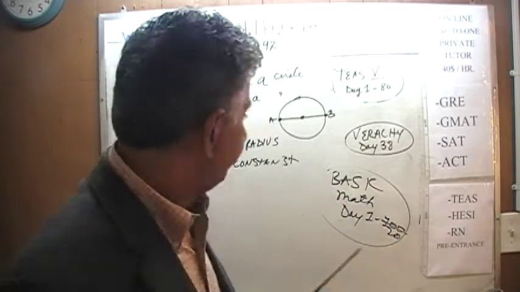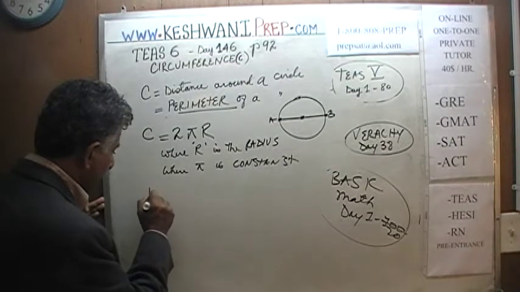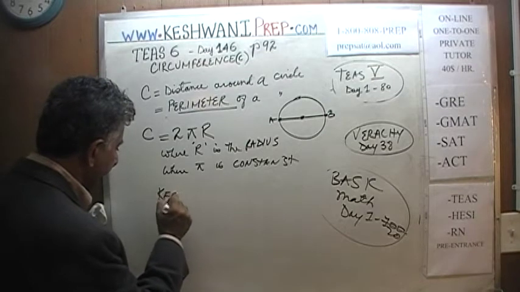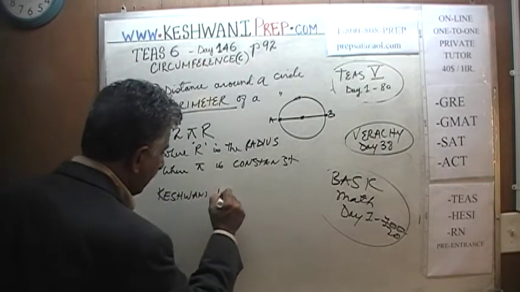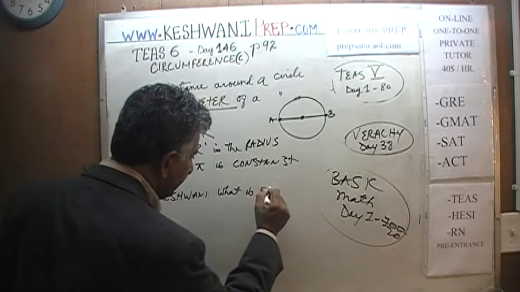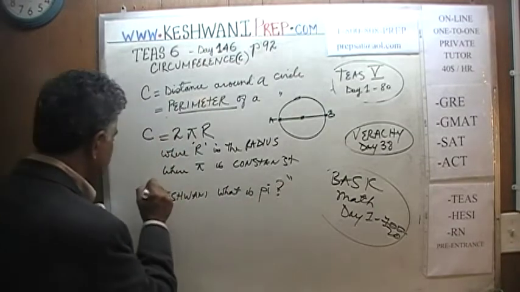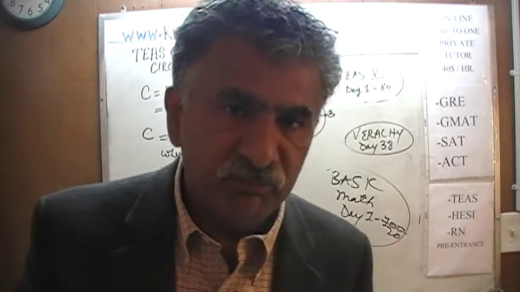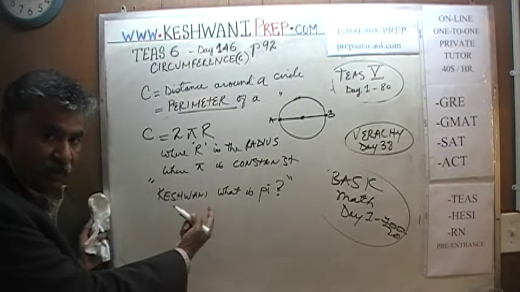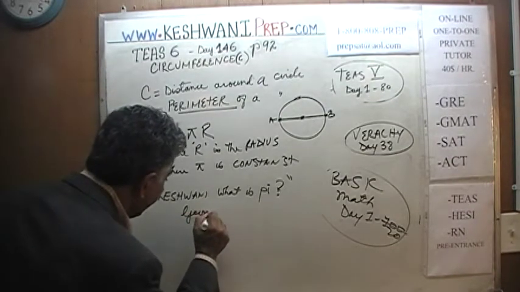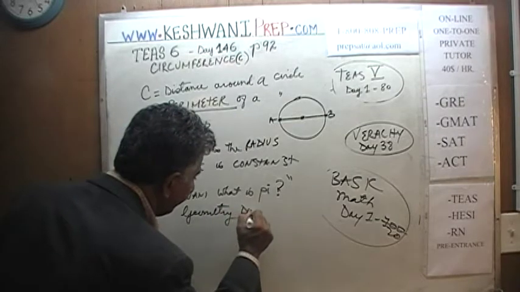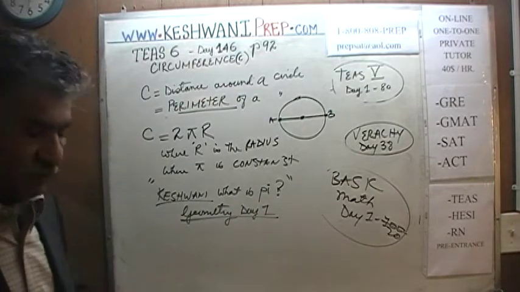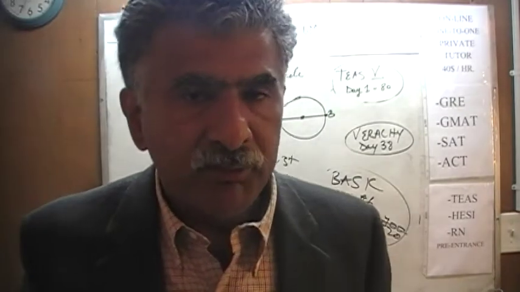We're not going to do that in this video, as I said already, but if you're interested in it, here's what I want you to watch. Go on YouTube and type in Keshwani, my name, and simply type in what is pi, P-I, pi. Type that in, the video will pop right up. Watch that video in the event that you're interested in learning what pi is. The video that will pop up is the very first video in a series of geometry videos that I made, geometry day one. So you can simply type in Keshwani and then geometry day one, and it's the same video. There are 30 videos in that series, geometry day one through 30.